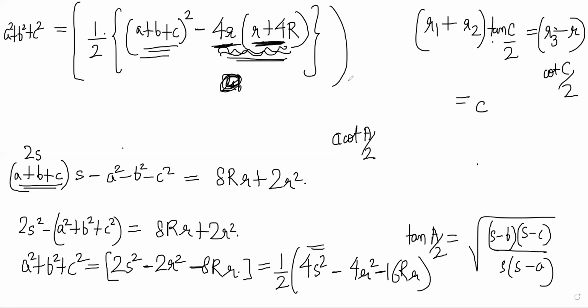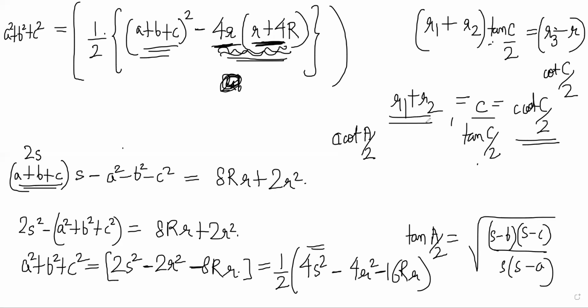So basically we can say that C by tan C by 2, that is C cot C by 2, is equal to R1 plus R2. So we just have to prove this much. Yes, sir. And this was already a question in that.